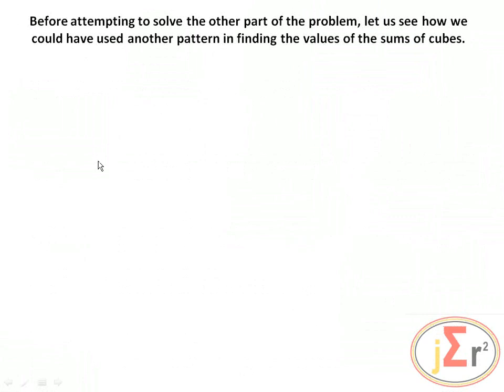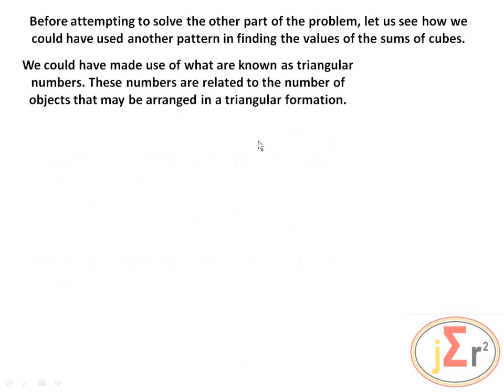Before attempting to solve the other part of the problem, let us see how we could have used another pattern in finding the values of the sums of cubes. We could have used another pattern. This pattern is not so blatantly given or seen in the table. We could have made use of what are known as triangular numbers. These numbers are related to the number of objects that may be arranged in a triangular format.